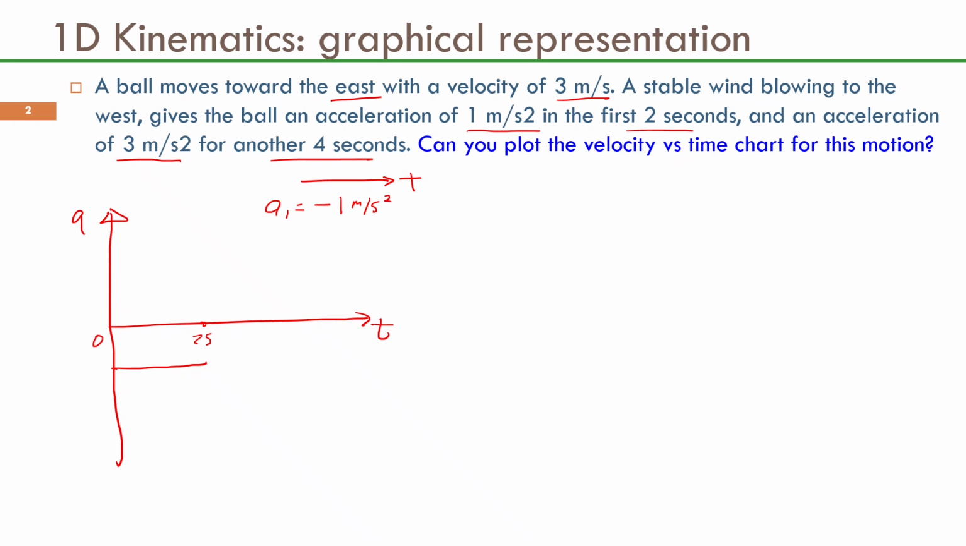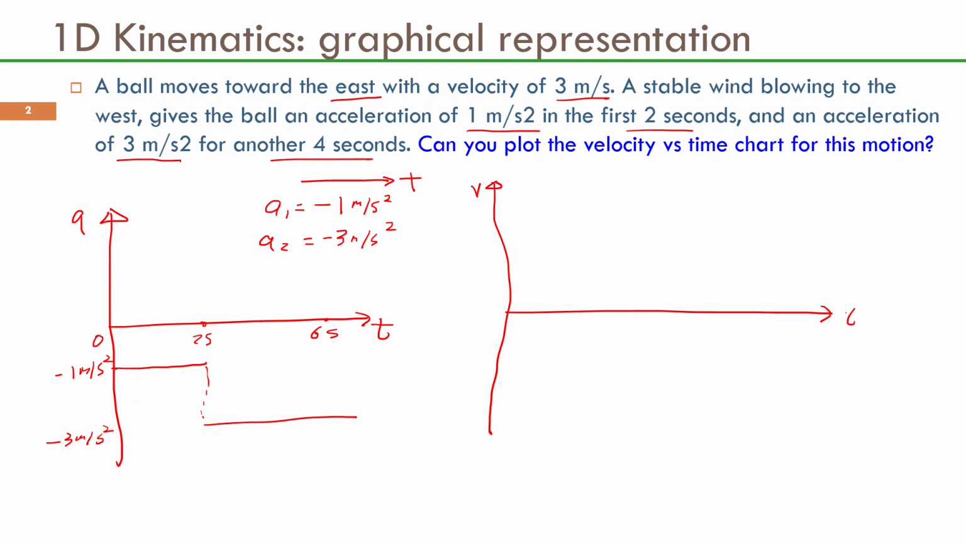And for the next 4 seconds, the acceleration is minus 3 meter per second square. So this is my acceleration from 2 to 6 seconds, which is minus 3 meter per second square. This is minus 1 meter per second square. So this is my acceleration versus time chart, which is very straightforward. So how does this help us to plot the velocity versus time chart? Let's do it.